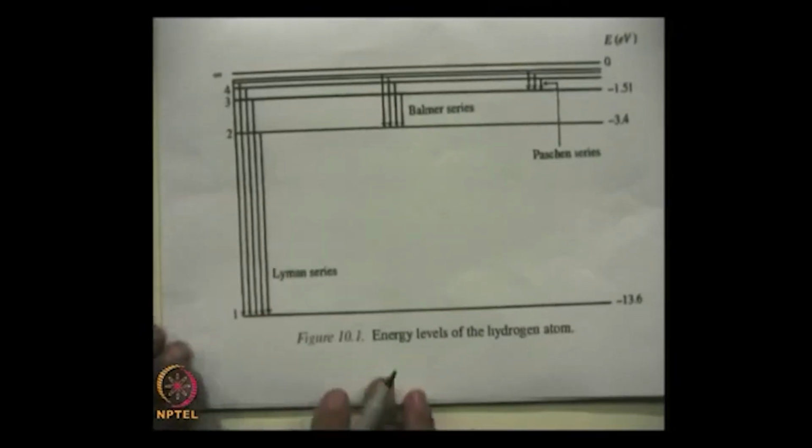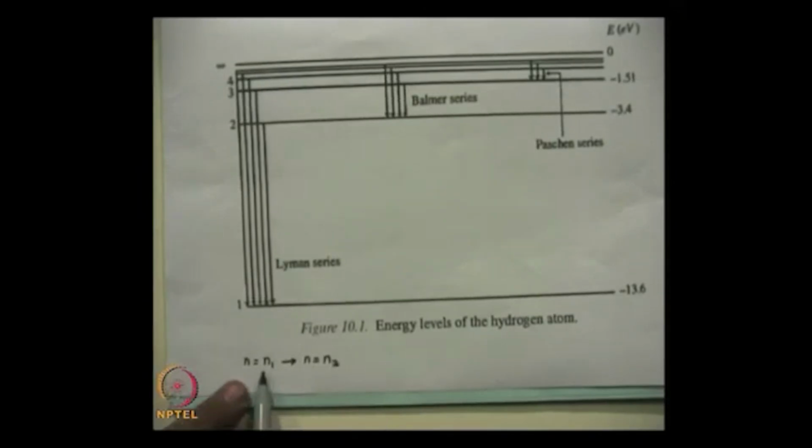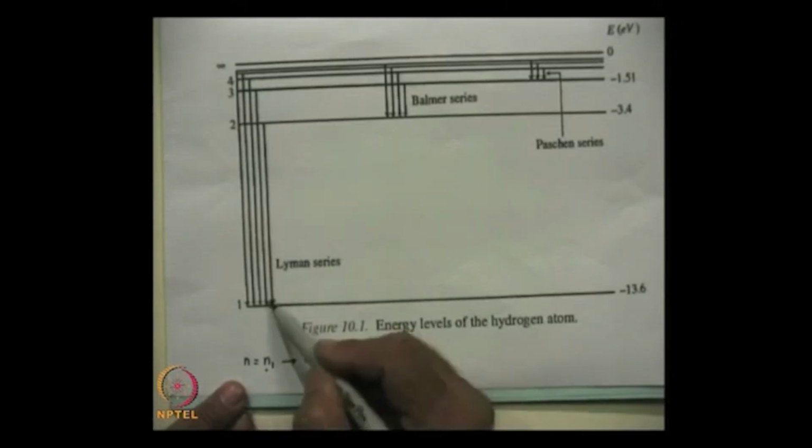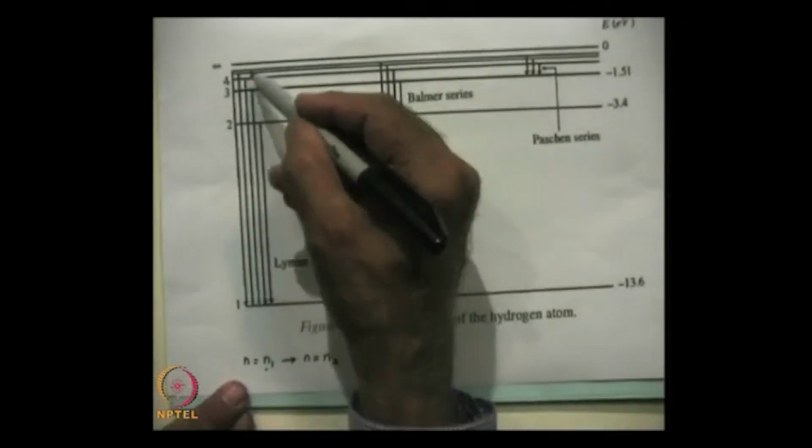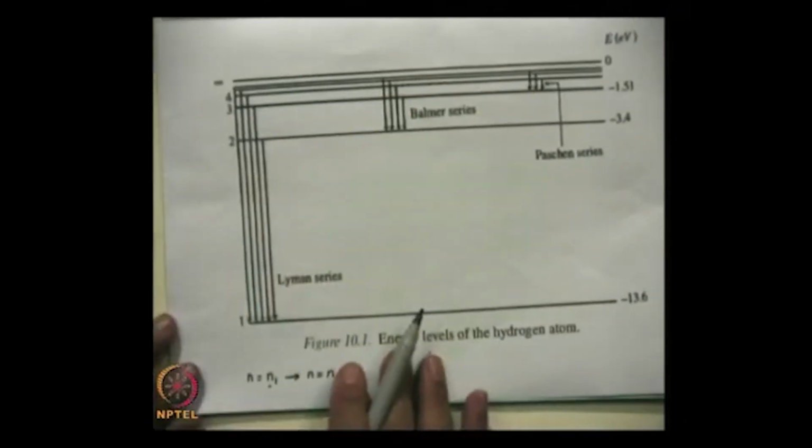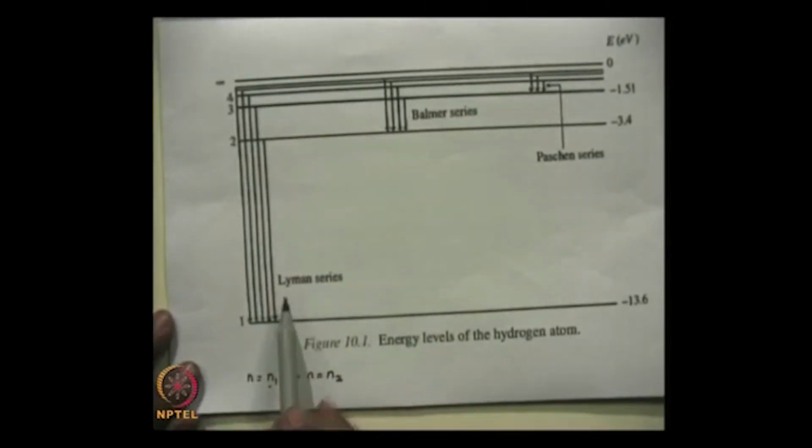So, in a transition, say from n equal to n1 to n equal to n2, when an atom makes a transition characterized by the total quantum number n1 to a total quantum number n2, a photon is emitted corresponding to the appropriate frequency or wavelength. So, when n2 is 1 and n1 is 2, 3, 4 etc., you get what is known as the Lyman series.